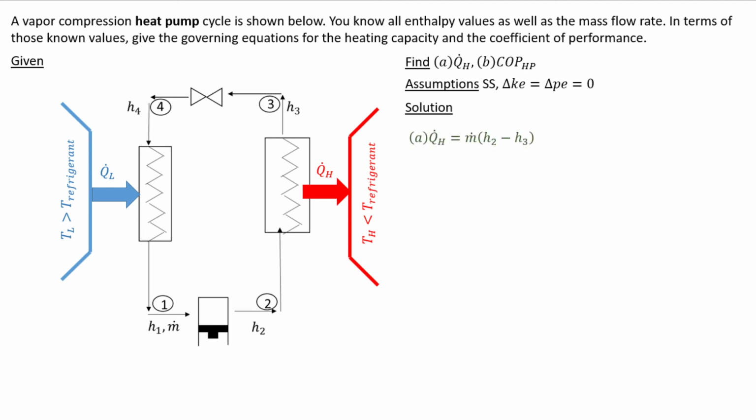So at this point, I'm ready to solve for part A. Q dot H is between 2 and 3, so it's M dot times H2 minus H3.